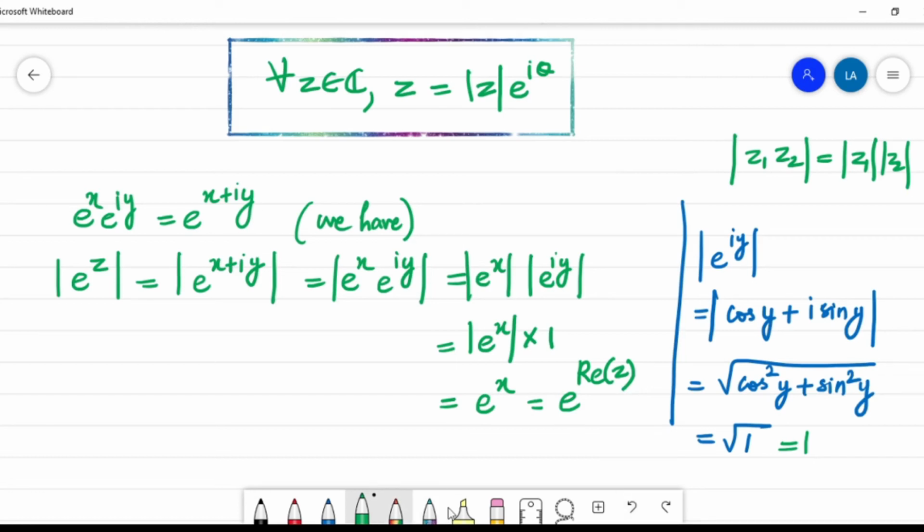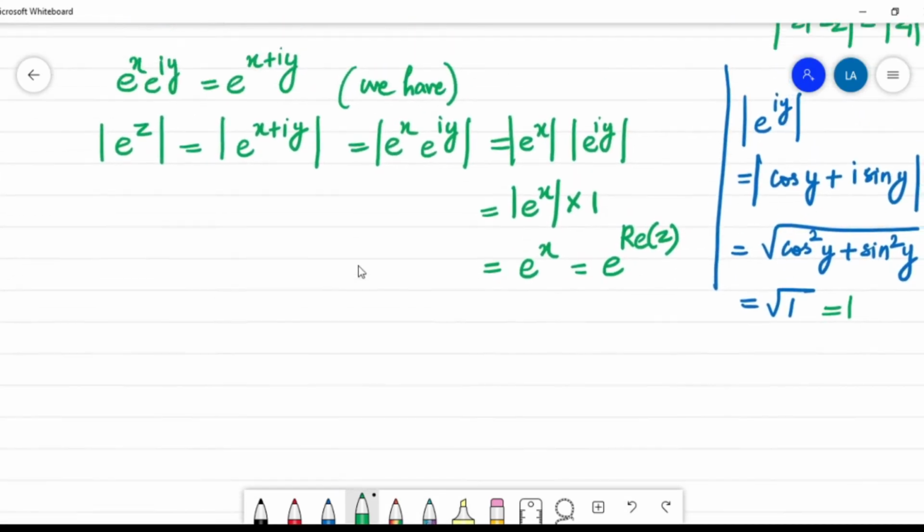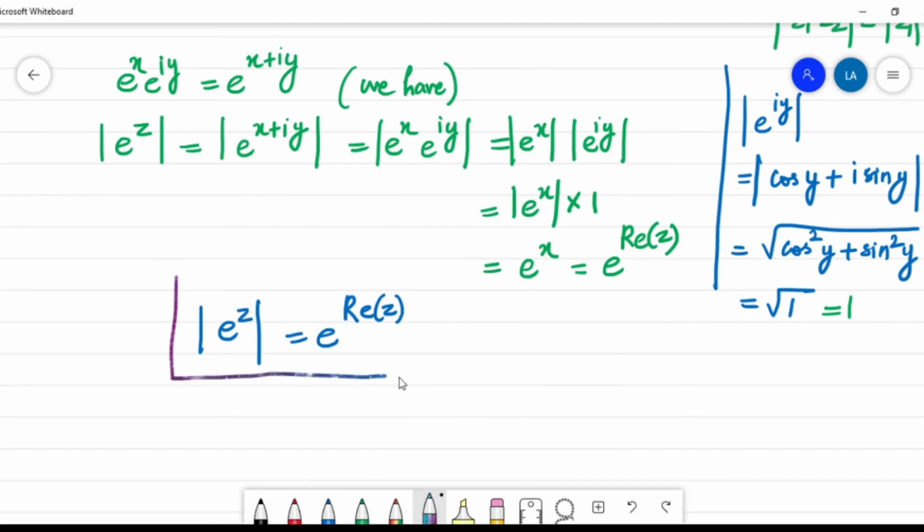So, what did we obtain now? We obtained yet another nice property which says that modulus of e raised to z is equal to e raised to the real part of z, which is another important property of the exponential function.